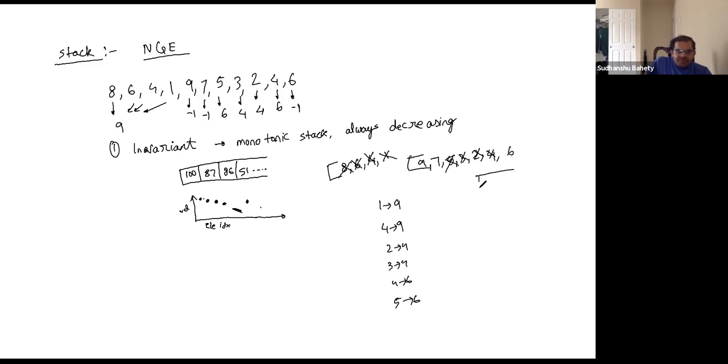So ultimately what is left in the stack are values 9, 7 and 6. So these are all in decreasing order, and for them, the next greater element has not been determined. Also, if you check, another invariant is that the stack will only contain those elements for which the next greater element is to be determined. And this is true anytime during any iteration, not only at the end: it will only contain elements for which the next greater element has not been determined.